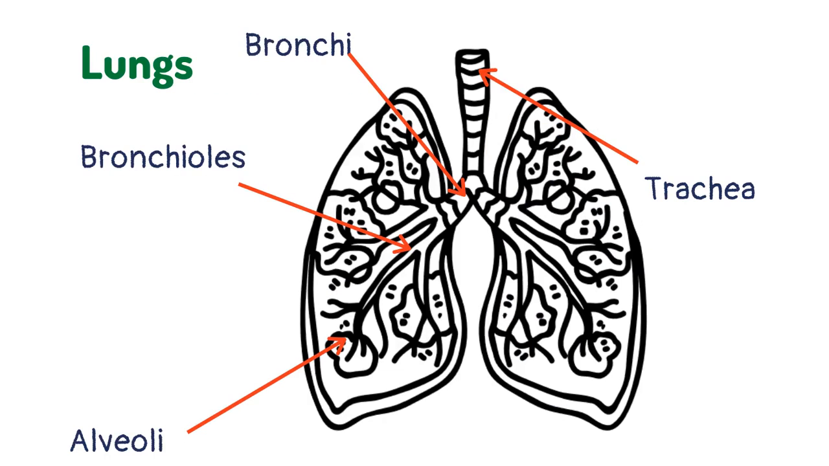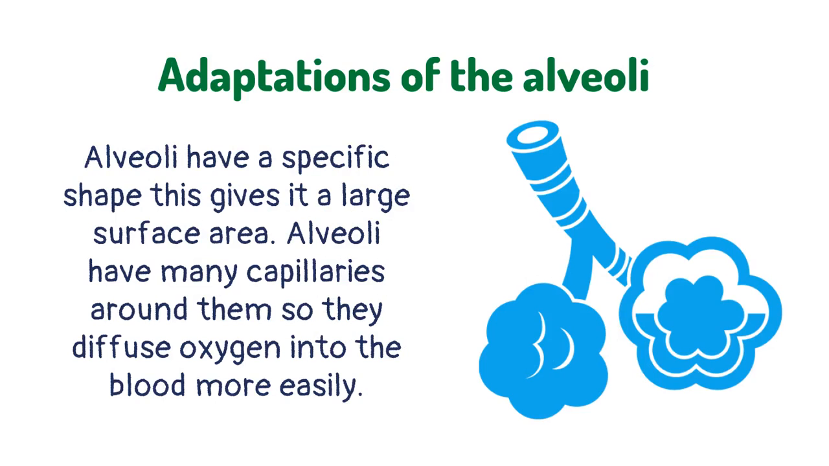This diagram shows the structure of the lungs. The trachea connects to the bronchi. These narrow into bronchioles and end with alveoli. Alveoli have a specific shape. This gives it a large surface area. Alveoli have many capillaries around them, so they diffuse oxygen into the blood more easily.